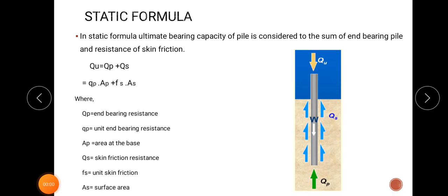Good morning, students. In the last class we studied the static formula in order to find out the ultimate bearing capacity of pile. I will summarize that portion. The static formula is QU, the ultimate bearing capacity.